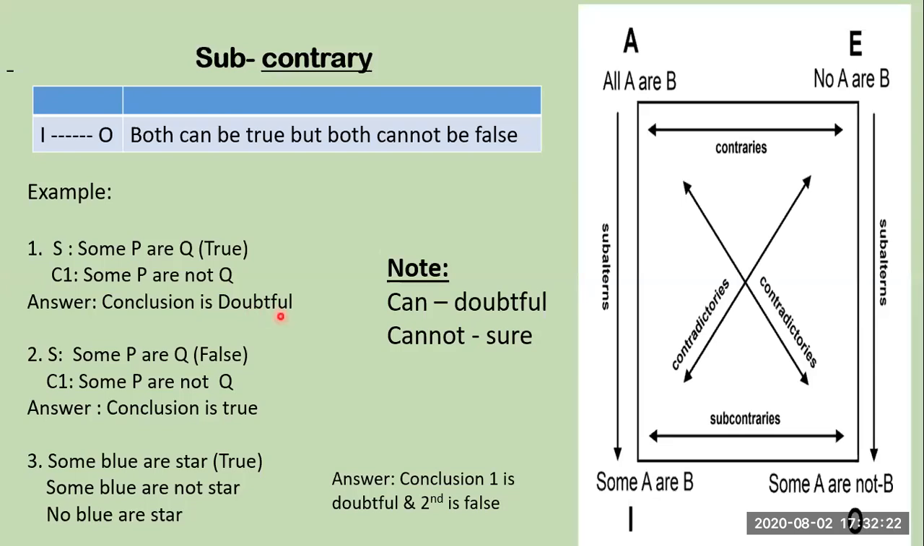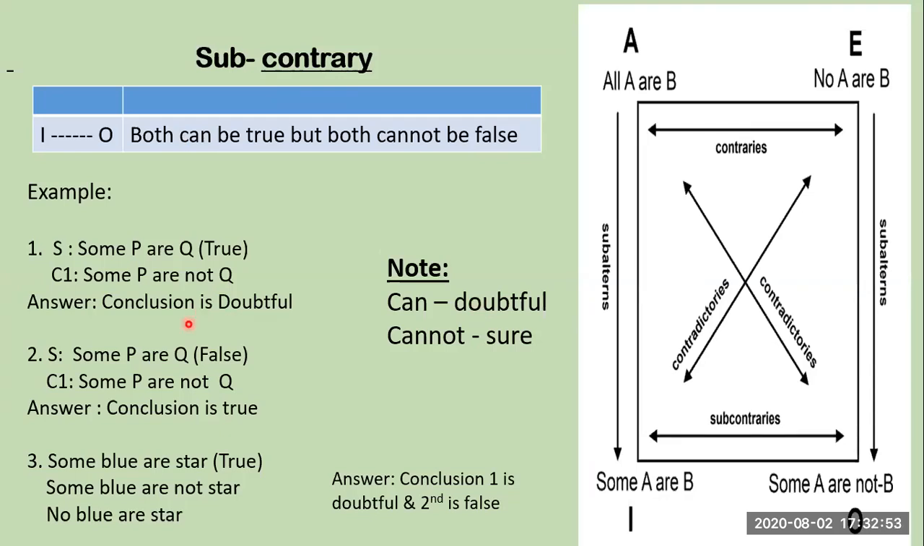Hope it is clear. Some and some not, both are falling under the bottom, so it is called sub-contrary. The rule says both can be true, but both cannot be false. So here the question starts with true, so even this should be true. But instead of writing true, we should write doubtful, because we have taken the statement from this first statement. So you start with can. Whenever you're using the rule of can, apply doubtful. So here the answer is, conclusion is doubtful.